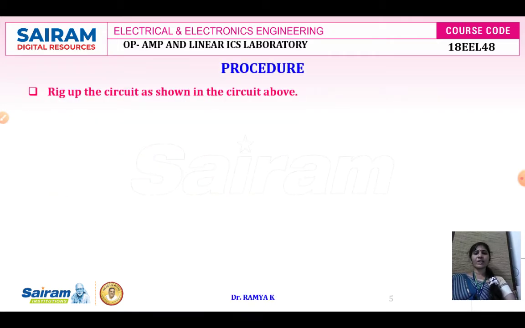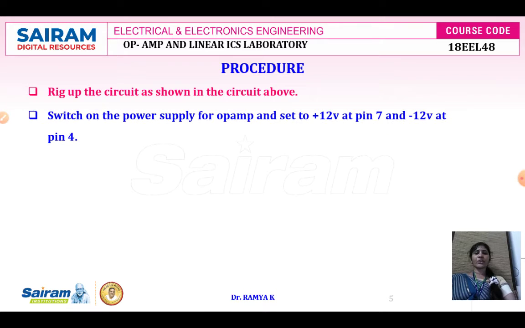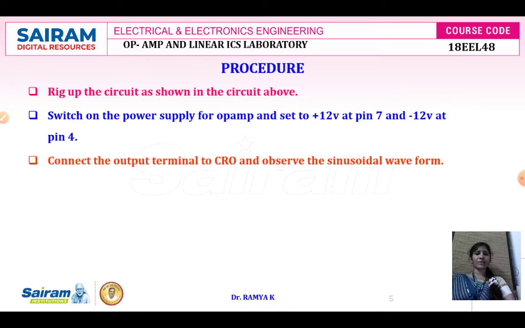Now the connections are given as per the circuit diagram. We need to give the plus VCC and minus VCC at pin number 7 and pin number 4. Plus VCC is set to a voltage of plus 12 volt and minus VCC is set to the voltage of minus 12 volt at pin number 4.